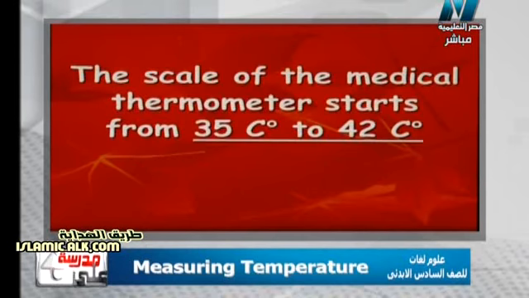So now, the scale of the medical thermometer starts from what to what? It starts from two numbers that may look very strange: 35 Celsius to 42 Celsius. Why? Why 35 and why 42?